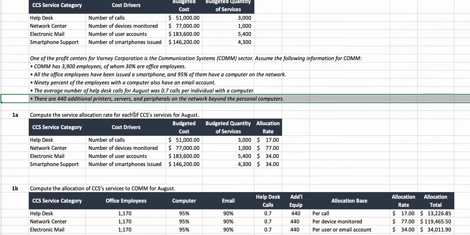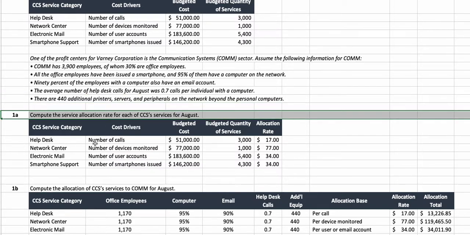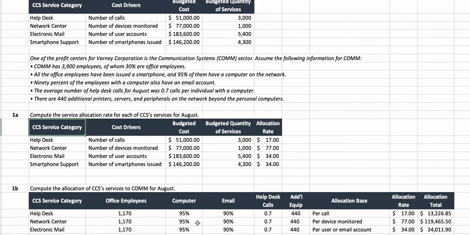beyond the personal computers. Okay, so the first request is to compute the service allocation rate for each of the services that are being provided for August. So we have our service category. We have 4 different categories: help desk, network center, electronic mail, and smartphone support. These are the cost drivers. Again, our budgeted cost, and we're pulling this from the information that was provided to us, and then our budgeted quantity of services.